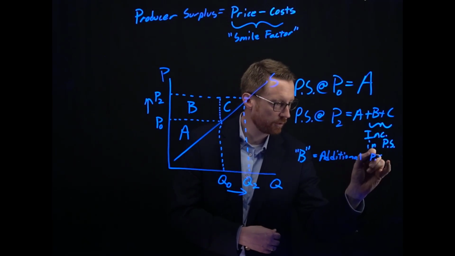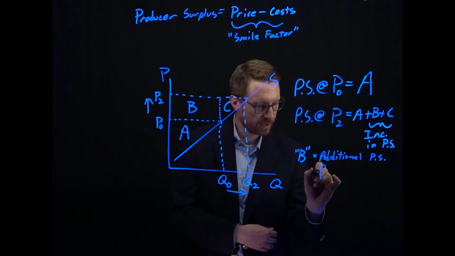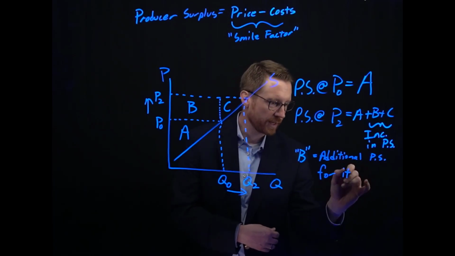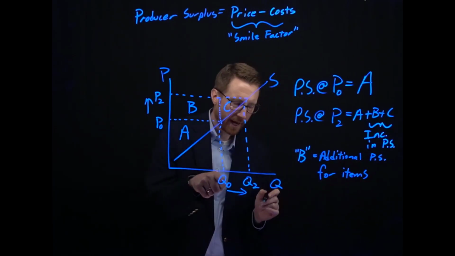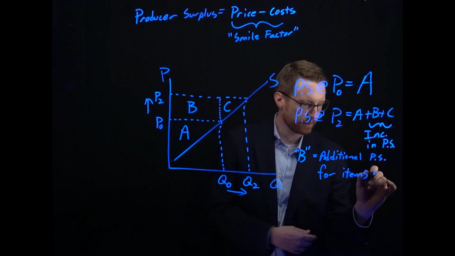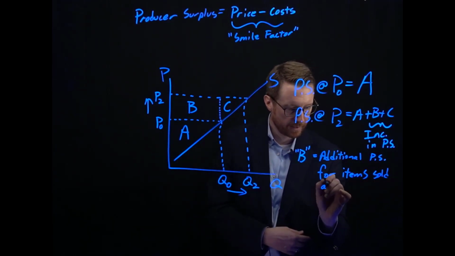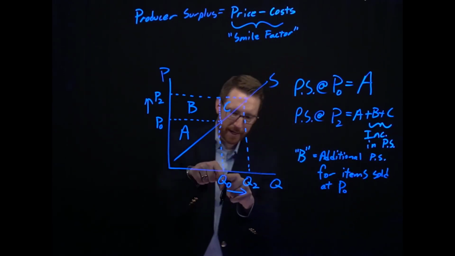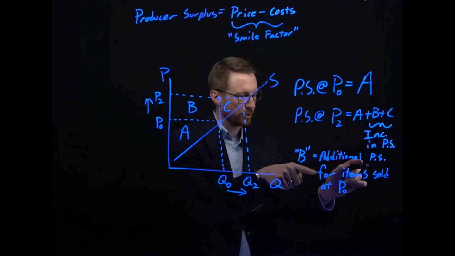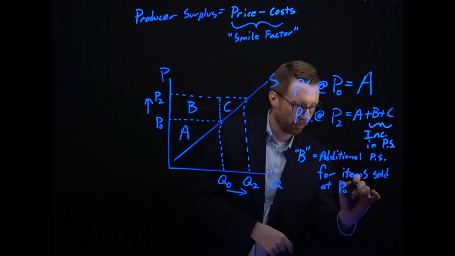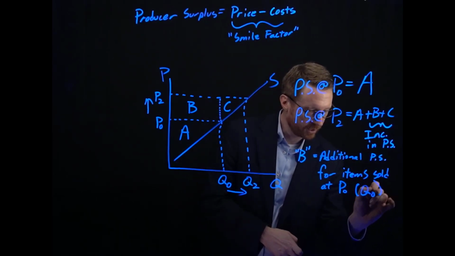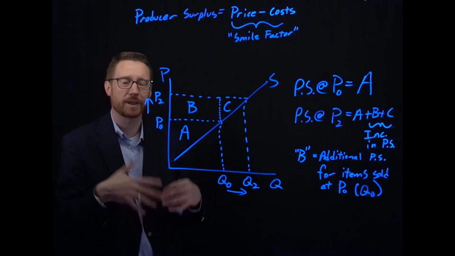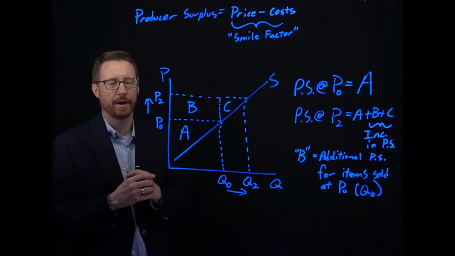So what is B? This is the additional producer surplus for the items or units that would have been sold at Q naught, the items sold at P naught. So this is the additional smile factor for these original units because now they're selling at a higher price.